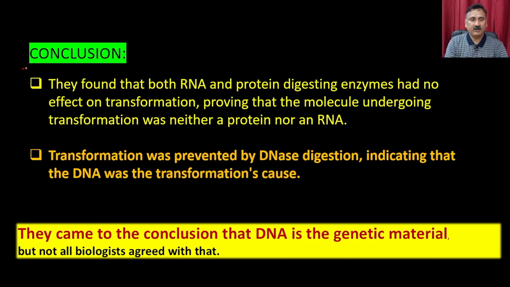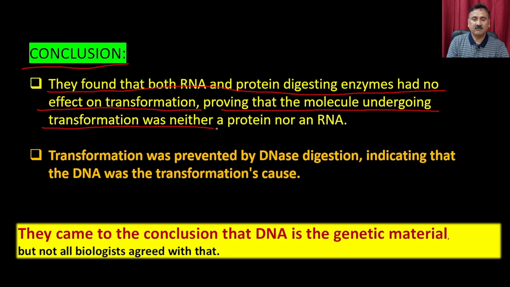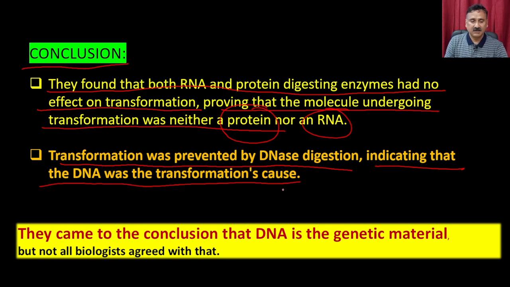Now let's talk about the conclusions. They found that both RNA and protein digesting enzymes had no effect on the transformation, proving that the molecule undergoing transformation was neither protein nor RNA. Transformation was prevented by DNA digestion, indicating that the DNA was the transformation agent. So they came to the conclusion that DNA is the genetic material, but not all biologists agreed with that.